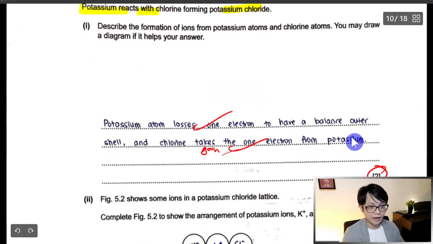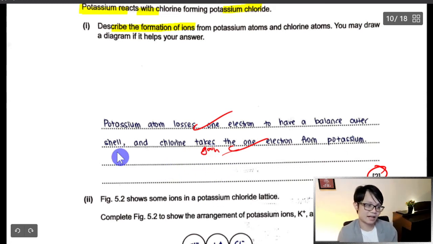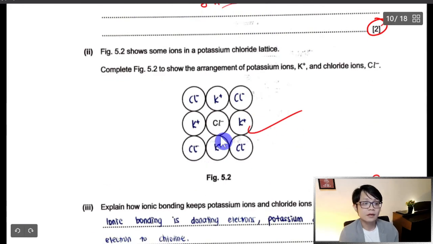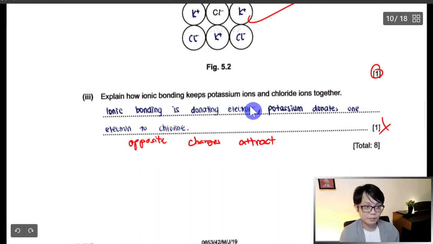You get 2 marks. You may draw the diagram. So he asks you to show the formation. Because potassium actually loses 1 electron, you get 1 mark. And to balance it, chlorine actually gains 1 electron. Of course, the student said take. The answer seems to say gain, but it's still correct. Okay, so I just give 2 marks for this one. Draw it correctly, you get 1 mark. Explain how the ionic bond keeps the potassium ion and chloride ion together. Opposite charges attract. Okay, so this will be the answer.